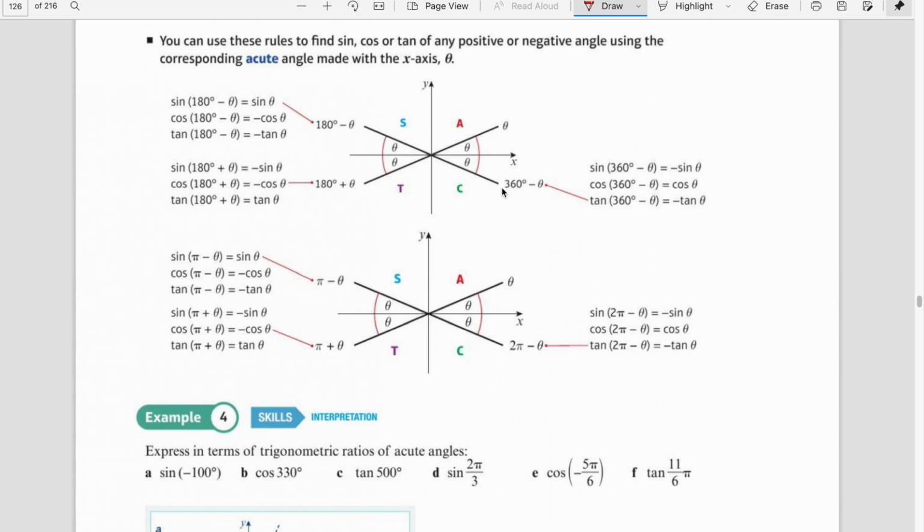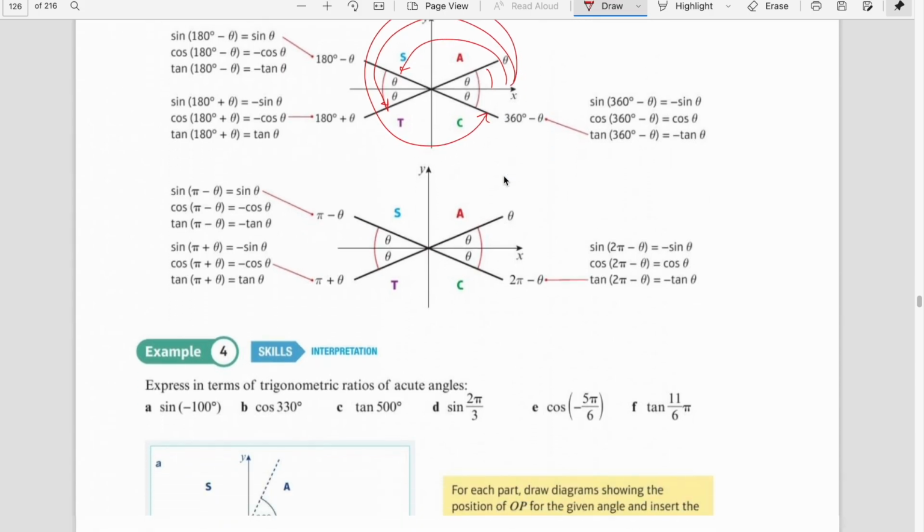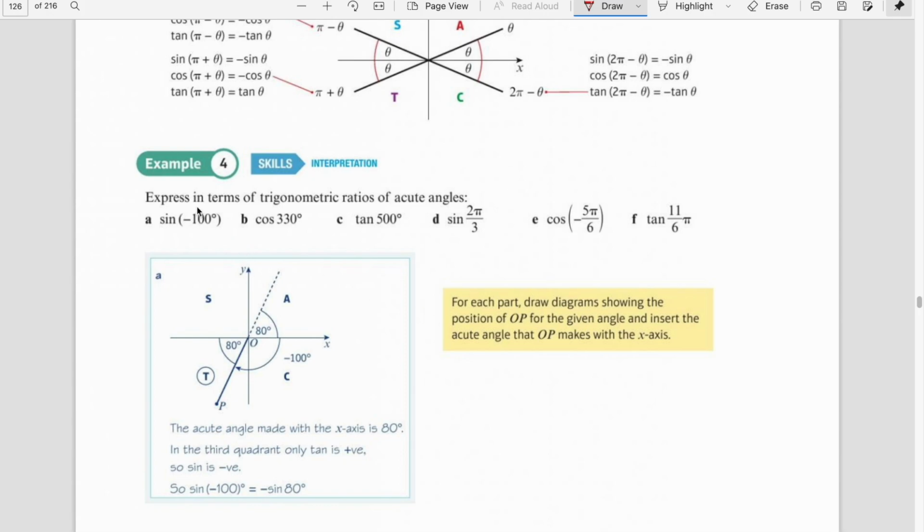This is the same thing we discussed earlier: first is theta, then 180 minus theta, then 180 plus theta, and last is 360 minus theta. It says express in terms of trigonometric ratios of acute angles. So cos 330, a quick sketch, it lies here. This is the acute angle. So 360 minus 330, this is cos 30.